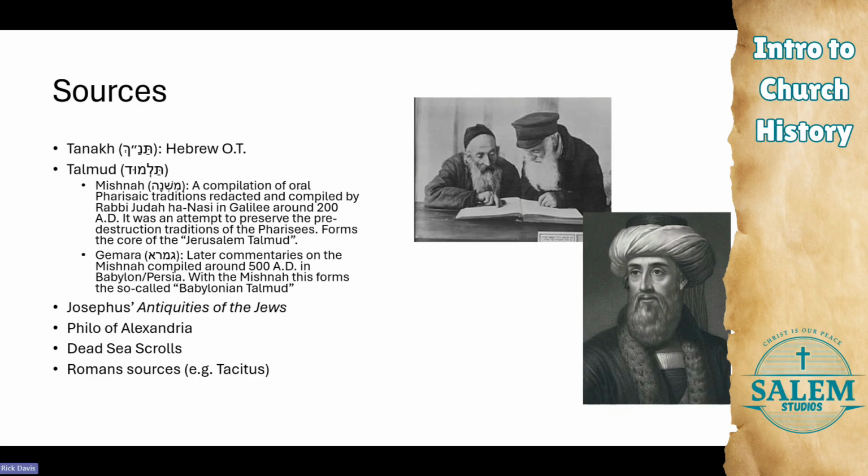Philo of Alexandria is another important early Jewish writer. I believe he was writing in the 1st century BC. He was a Jew, but he was a Hellenized Jew. So he spoke Greek and was well acquainted with Greek philosophy and Greek culture and Greek religion. And many of his early ideas found their way into discourse between early Jews and Christians.